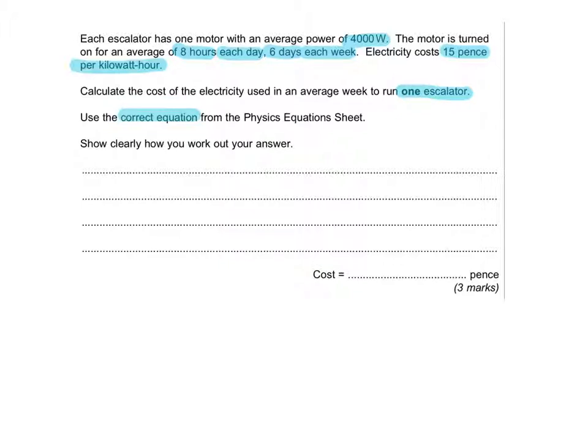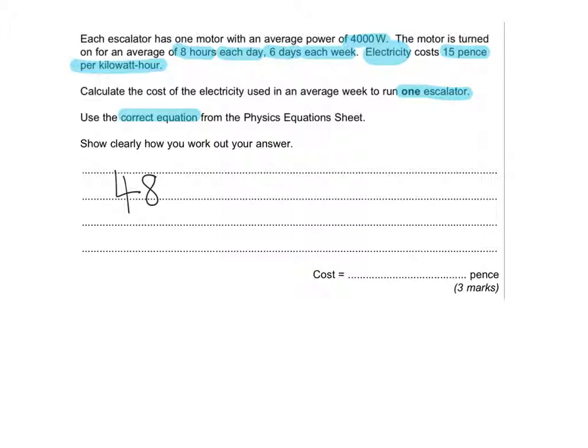The one I'd use here is energy equals power times time. So I can work out the total energy, and that electrical energy costs 15 pence per kilowatt hour. If I look and see how many hours I've got, 8 hours each day, 6 days each week. So that's 8 times 6 every week, 48 hours in total. So we have 48 hours that the escalator is running for.